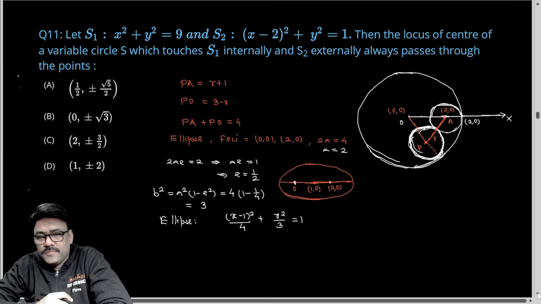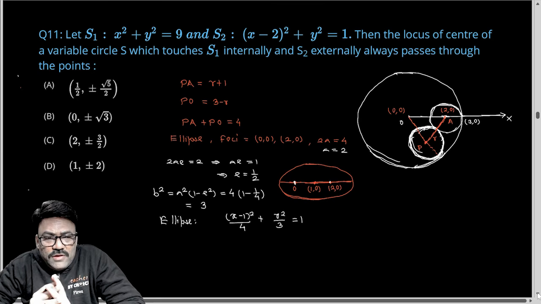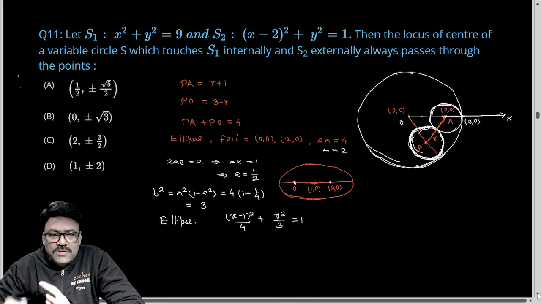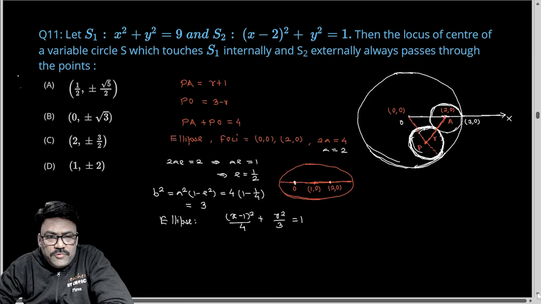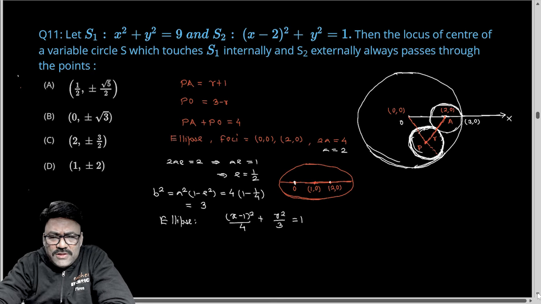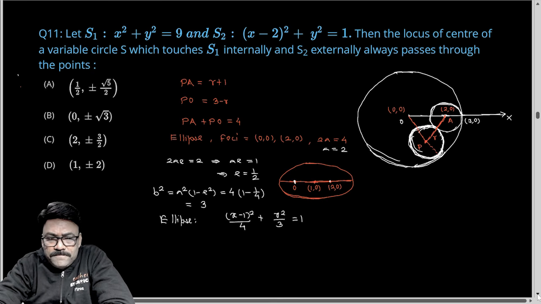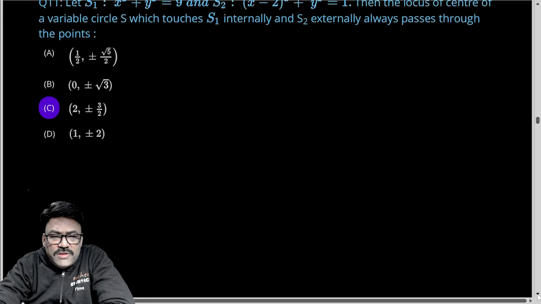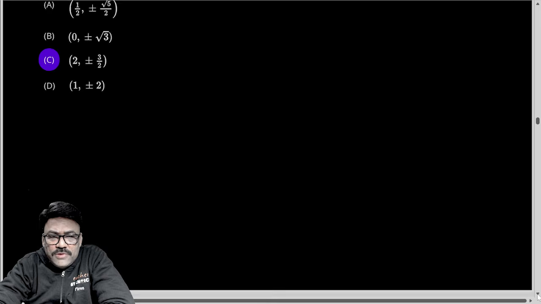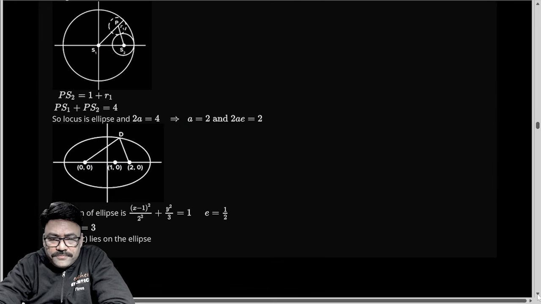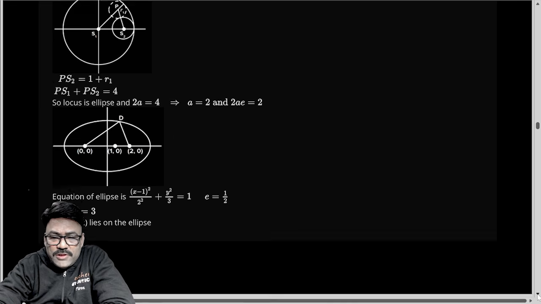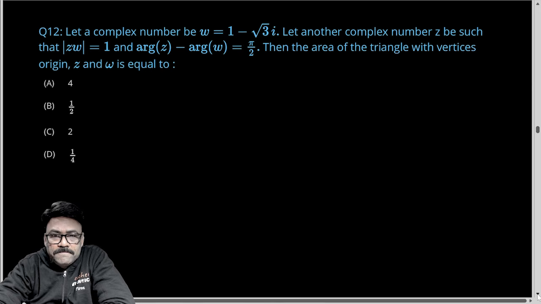This is the ellipse. And just check out of these 4 given points which point satisfies the ellipse. So let's check. Just check one by one which point satisfies. So you will see that (2, plus minus 3 by 2) actually satisfies this ellipse.